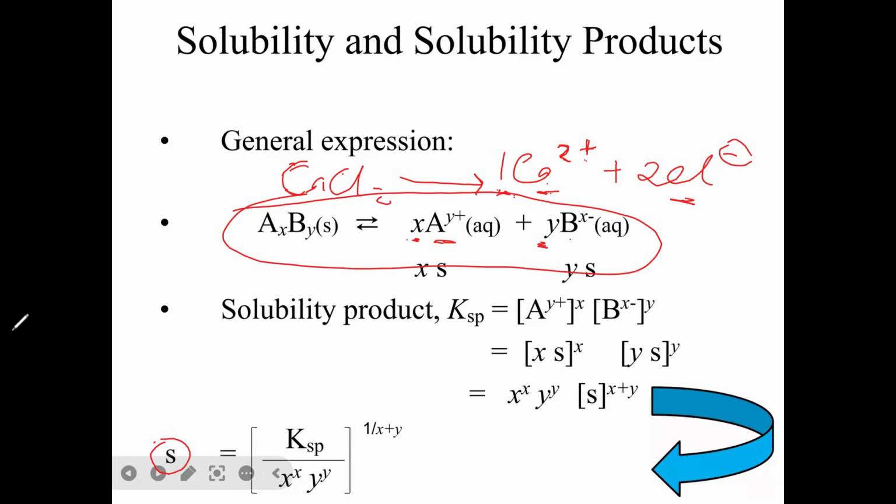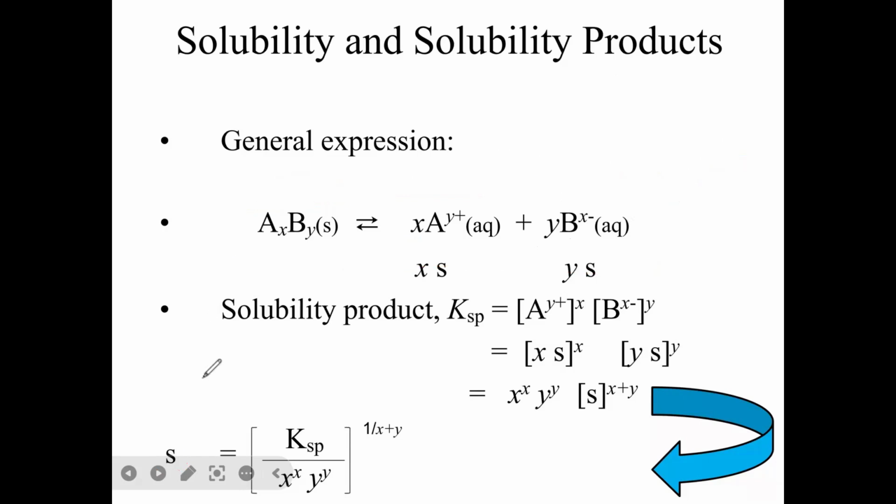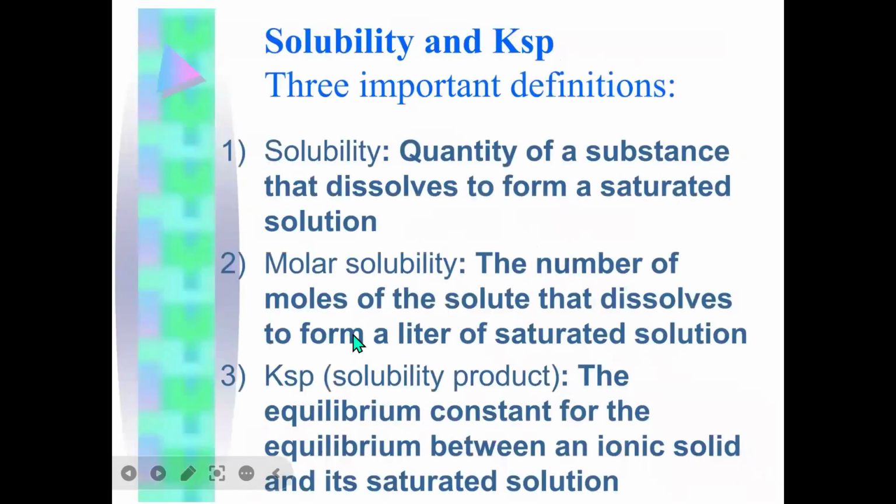Of course, we have done that. This is just a general expression. So I think it is the right time to start to look at some examples. But before we move there, what is solubility and Ksp? There are 3 important definitions that you need to know. The solubility is the quantity of substance that dissolves to form a saturated solution, while molar solubility is the number of moles of solute that dissolve to form a liter of saturated solution. And then we have Ksp, which is the solubility product, the equilibrium constant for the equilibrium between an ionic solute and its saturated solution.